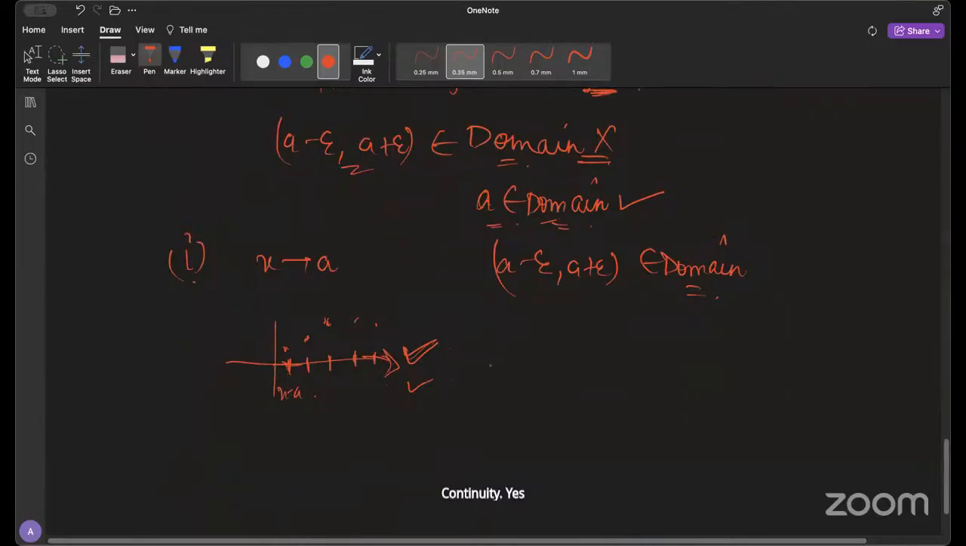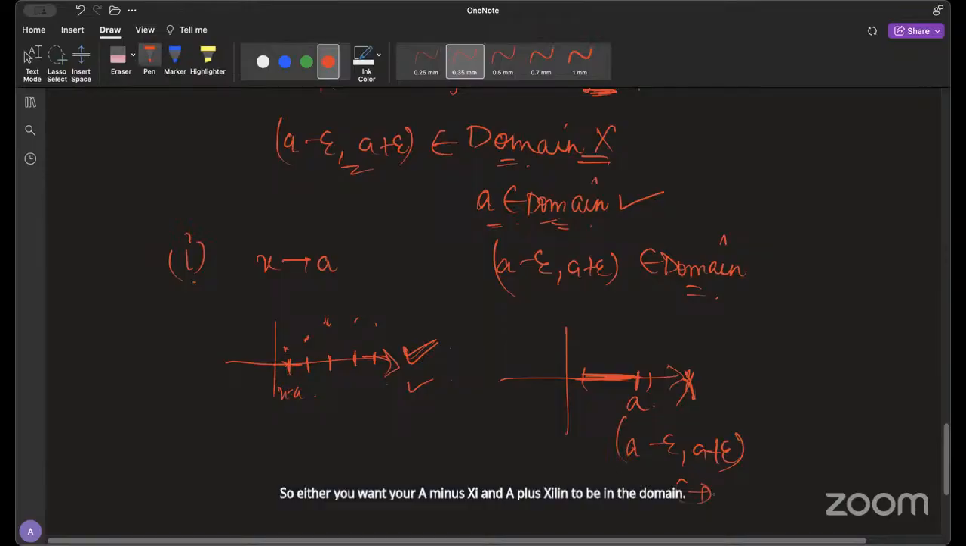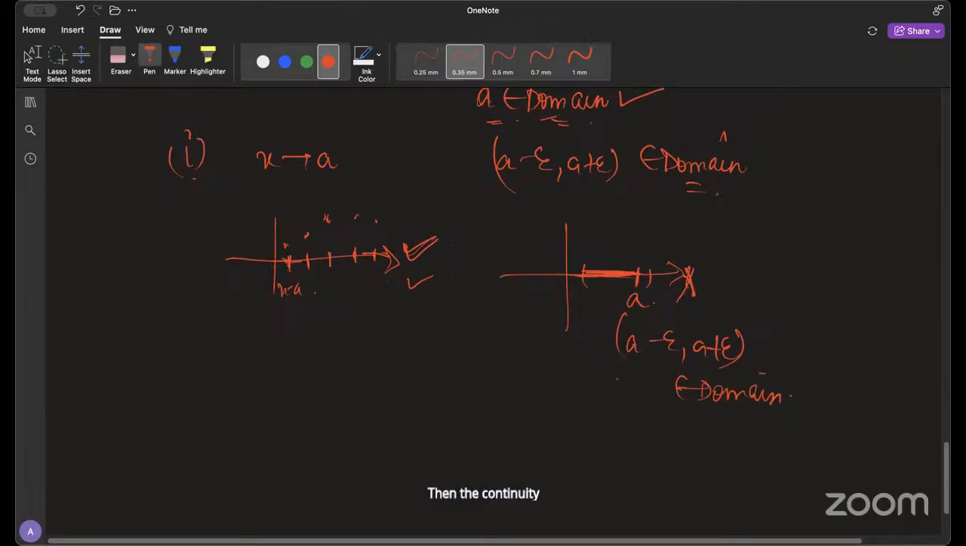We have not yet defined continuity. So what continuity is, either you would want, this is your domain, right? Your x-axis, something on your x-axis would be in the domain, right? So you would want an interval sort of thing. If you want to check the continuity at a, either you want your a minus epsilon and a plus epsilon to be in the domain. If this thing is in the domain, then f would be continuous at a if your f(x) tends to f(a) when x tends to a. If this thing holds, then continuity means this.